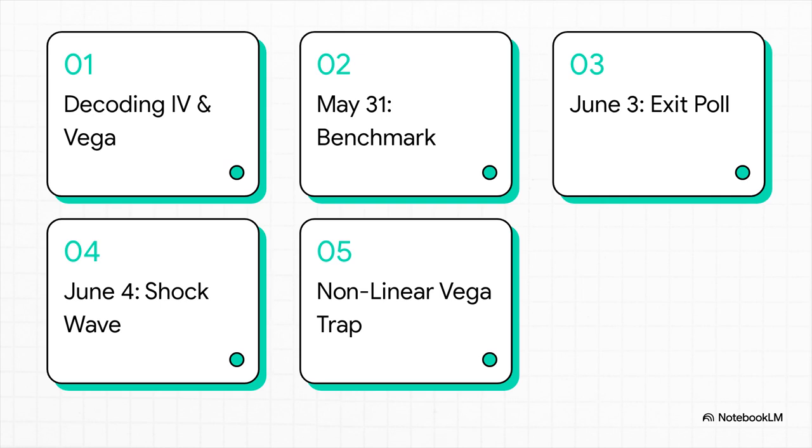1. Decoding IV and Vega. 2. May 31st, the benchmark regime. 3. June 3rd, exit poll pump. 4. June 4th, the shockwave. And 5. The nonlinear Vega trap. Let's get right into it.